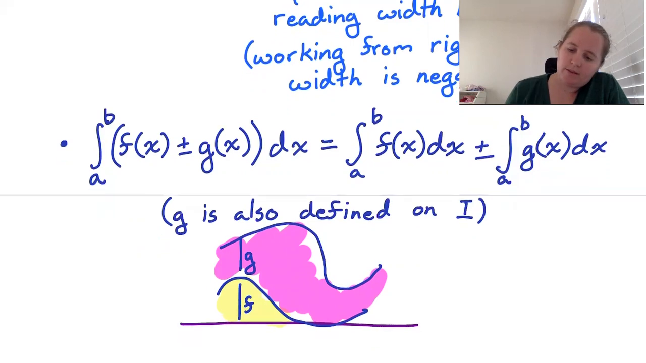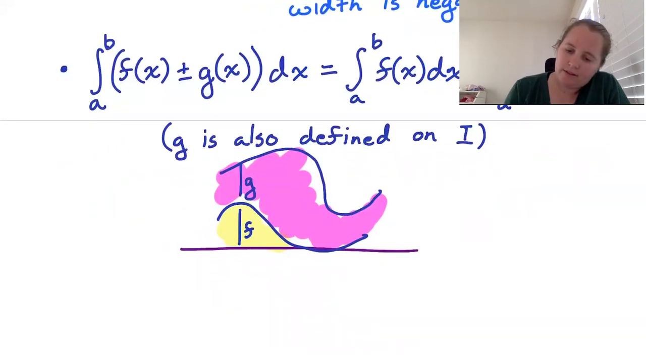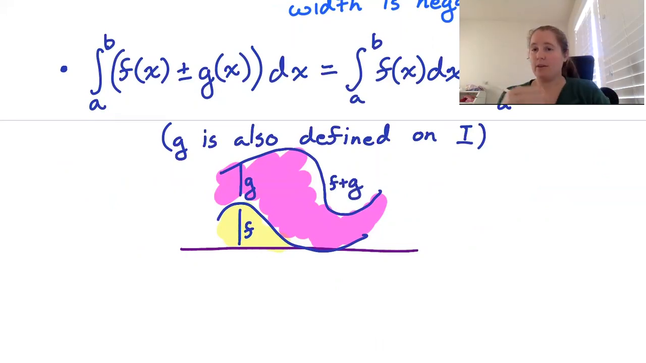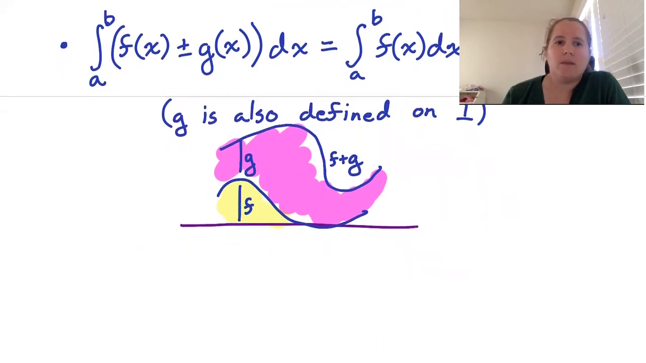So this top function, what we're graphing here, is f plus g. And then we could start with f and add whatever function value g has at the designated x value to figure out the graph.